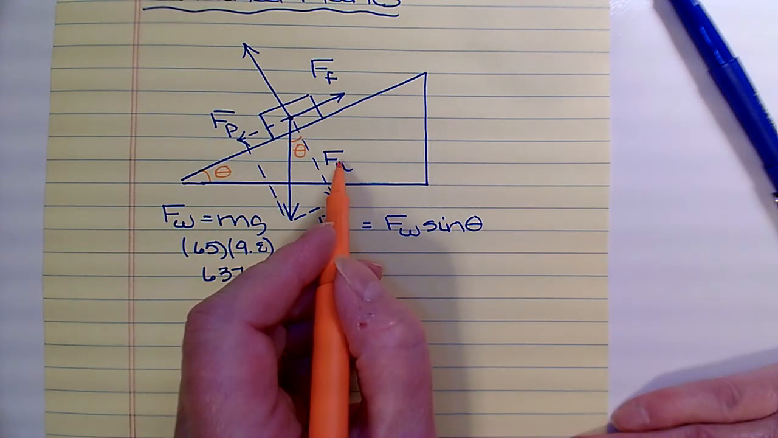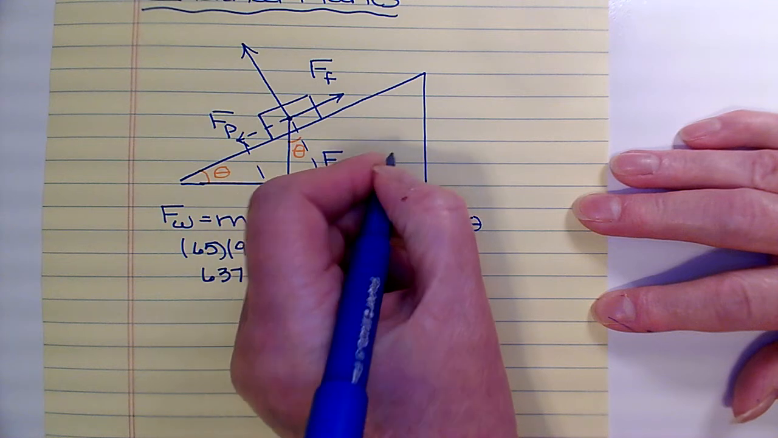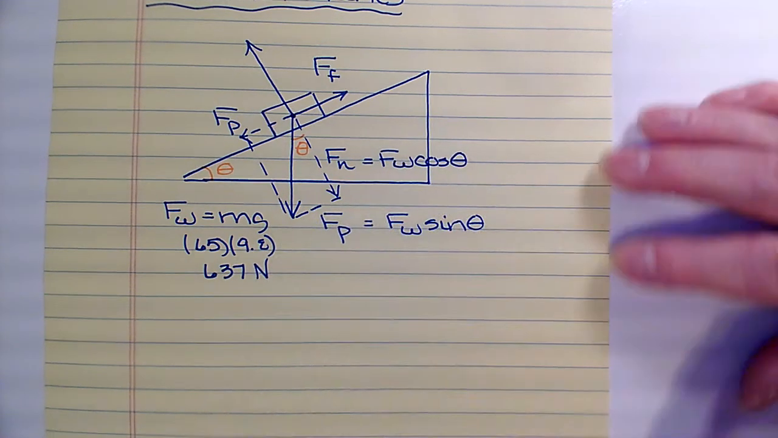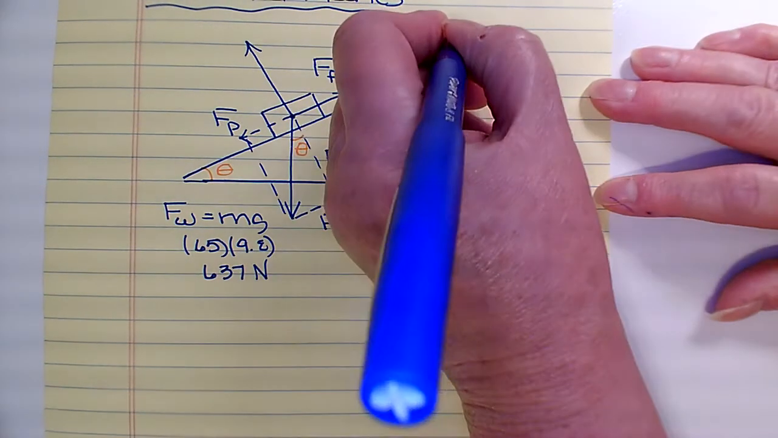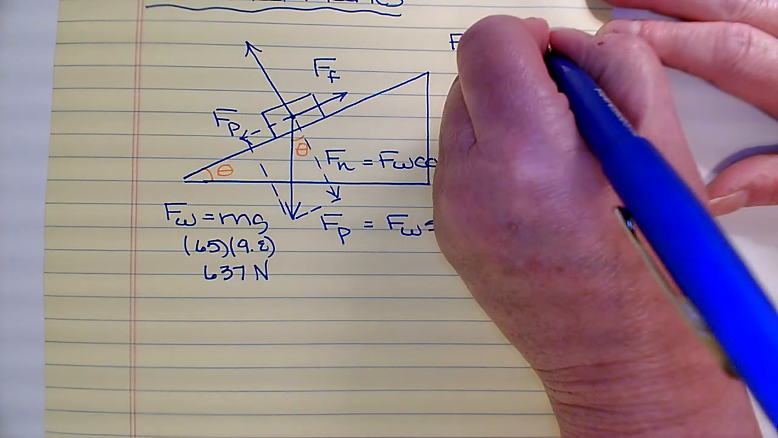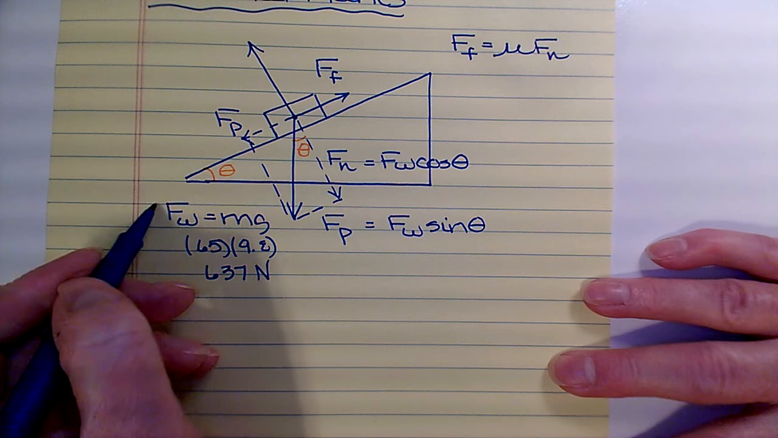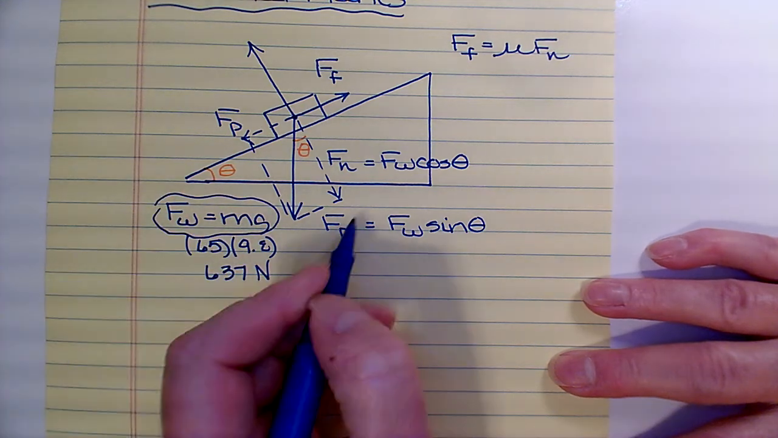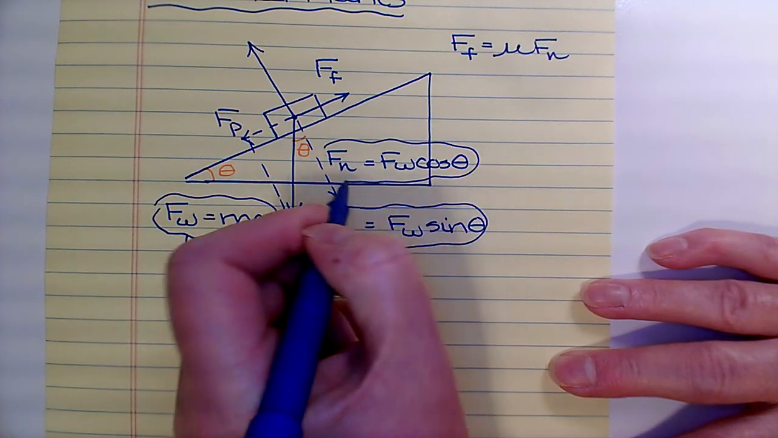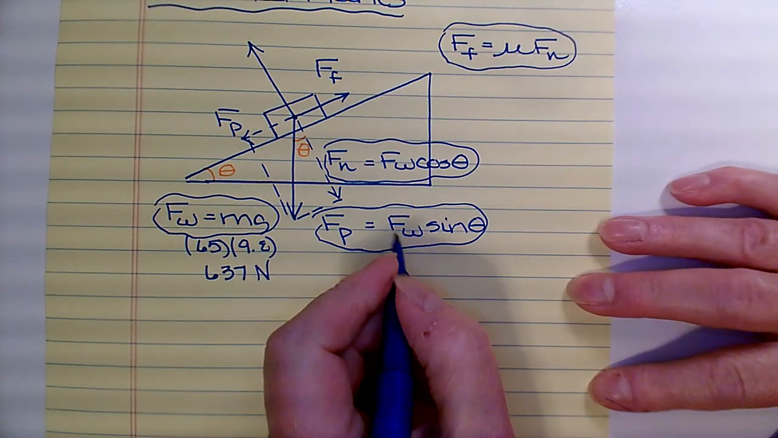Fn, the normal force, is adjacent to the theta. That's how I know that this is always going to be FW times cosine of theta. And friction, I'll write that up here, friction is always going to be mu times Fn. So if you can remember these four things, then you should be able to solve any inclined plane problem fairly quickly. All right, so let's just do some quick number crunching.